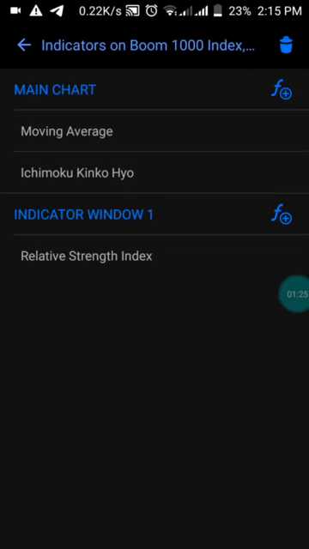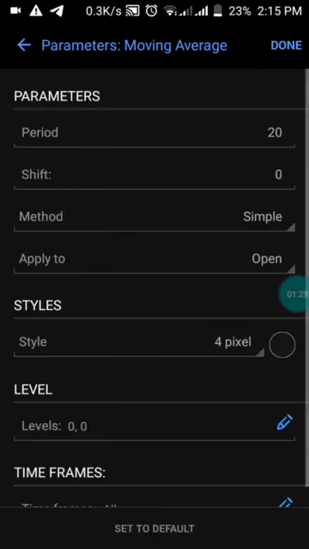On my main chart, I have my moving average, the period of 20. I have shift to be 0, I have method to be simple, I have apply to open. I have my style to be in black color because I'm using a white background. So if you are using a black background, you can change this to white color. Then you press on done.